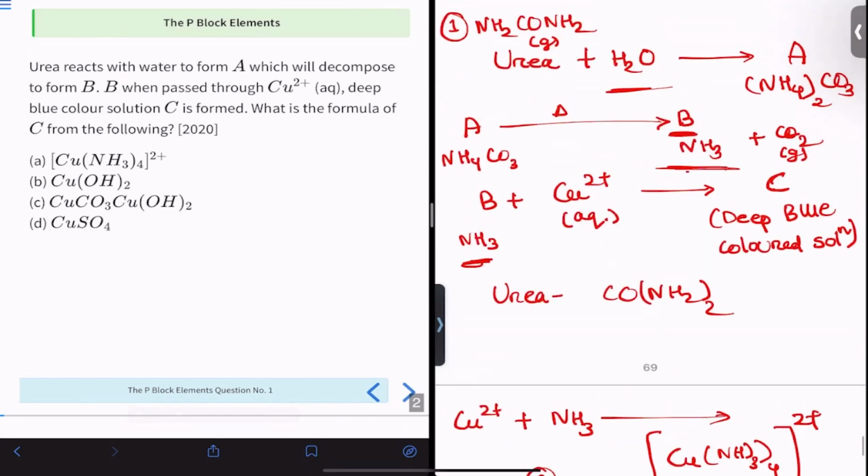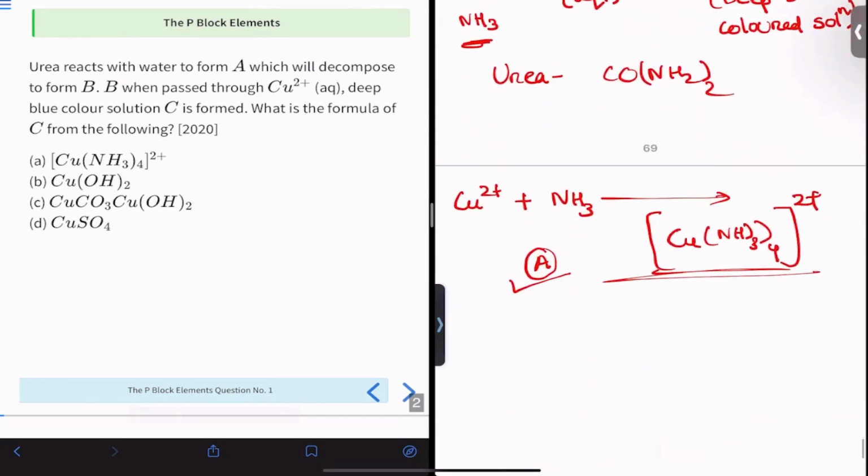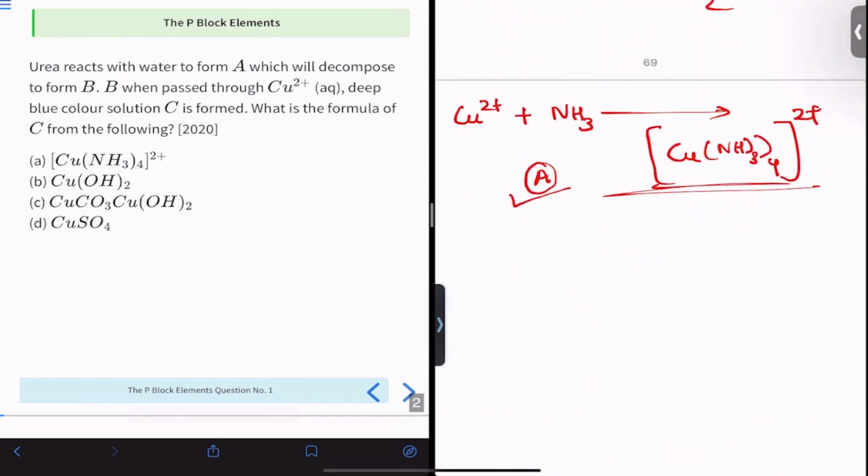Okay, did you understand what happened here? First they told us urea reacts with water. When urea reacts with water, it will give rise to ammonium carbonate. Okay, and then when ammonium carbonate is heated, it will decompose to ammonia and carbon dioxide. And then at the last part, when the ammonia reacts with copper, it gives rise to a deep blue colored solution. So what will be the deep blue colored solution? Copper ammonium complex. Okay. So with this, I'll proceed to the next question.